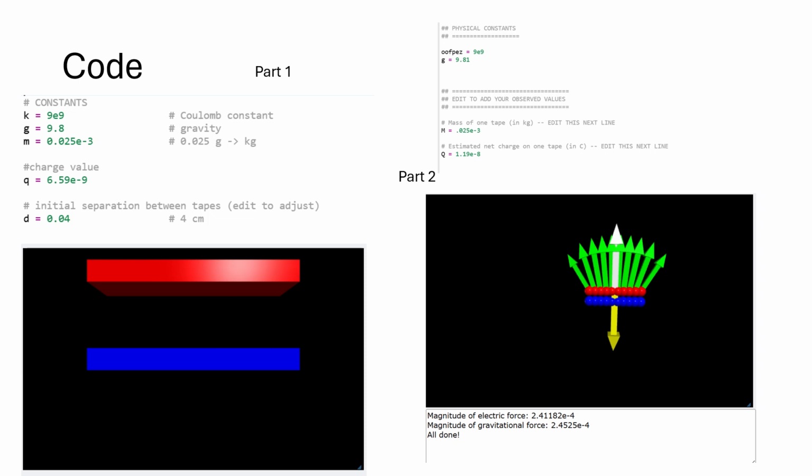And on the right, you have the same thing, but the tape is a line of charges rather than just a point charge. And for the electric force to be slightly above or about the same as the gravitational force, I would need a Q charge of 1.19 times 10 to the negative 8 rather than the observed 6.59 times 10 to the negative 9.